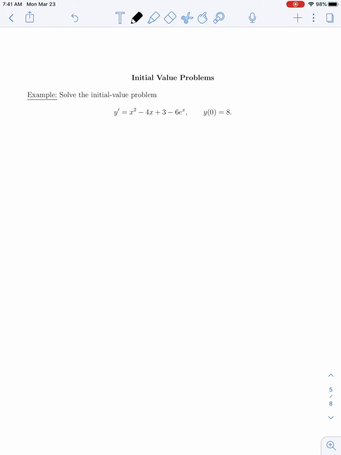So in this next one, we are given the differential equation y prime is equal to this function of x, and we are given an initial condition y of 0 equals 8. Okay, so here we're finding that our curve has to pass through the point 0, 8. When x is 0, y must be 8, and this is what is called our initial condition.